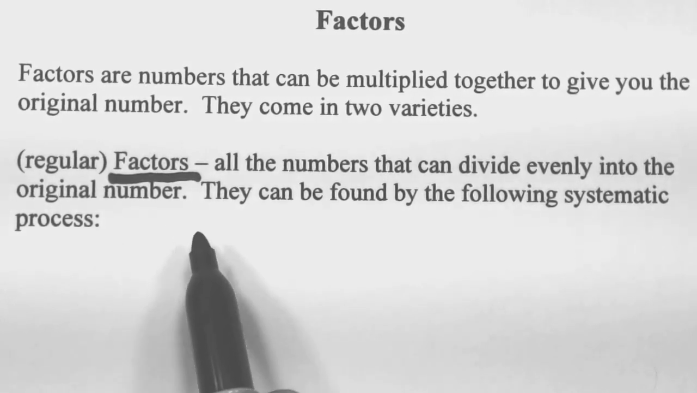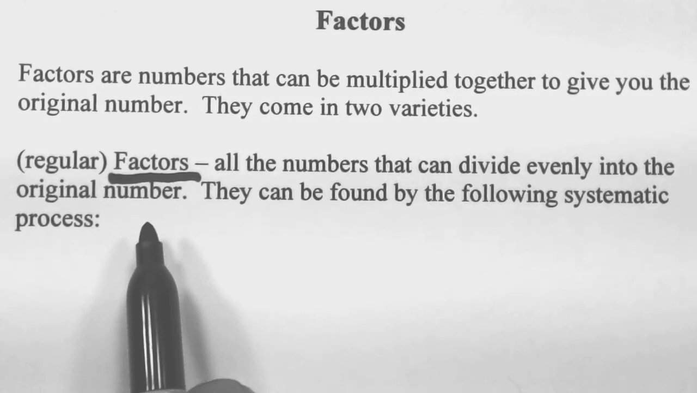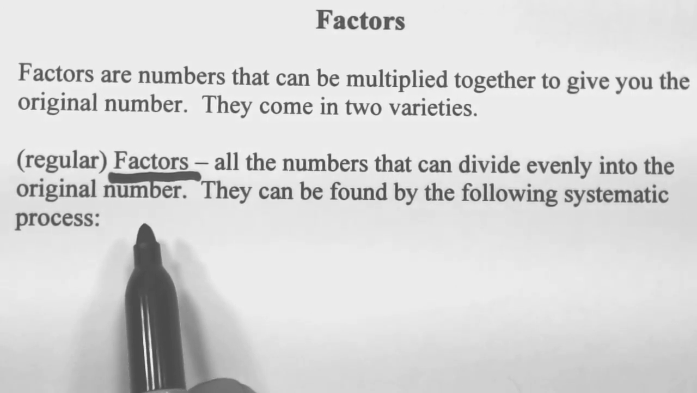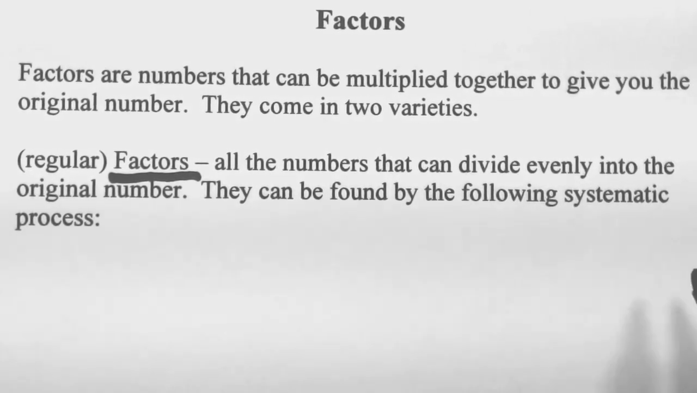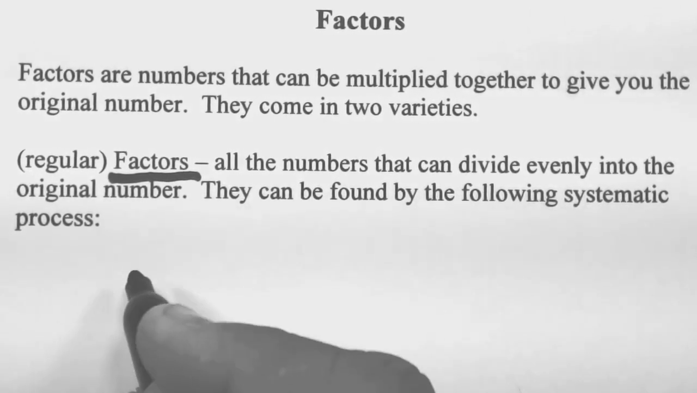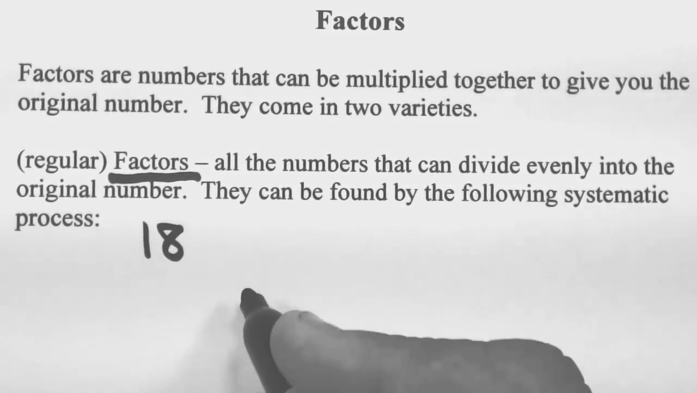Well, they're numbers that can divide evenly into the original number that you start with. Now, what do we mean by divide evenly? Well, it divides in with no remainder. Let's give an example here. There's a nice systematic process you can follow. Let's say that our starting number is 18.